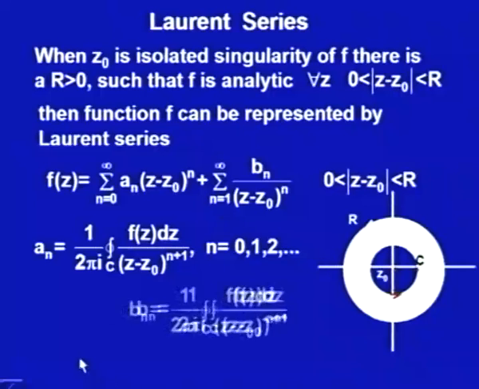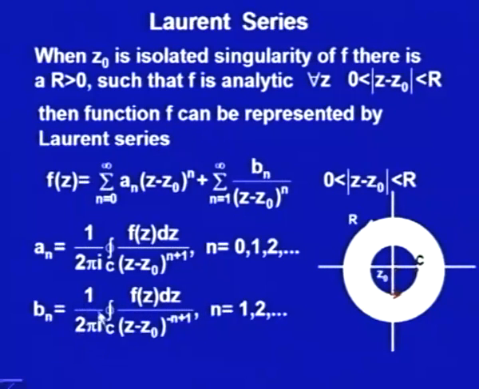And b n is given as 1 upon 2 pi i the integral along this closed contour C of f z upon z minus z naught to the power minus n plus 1. You see, for a n we have in the denominator z minus z naught to the power n plus 1, and in b n we have z minus z naught to the power minus n plus 1, for n is equal to 1, 2 and so on.